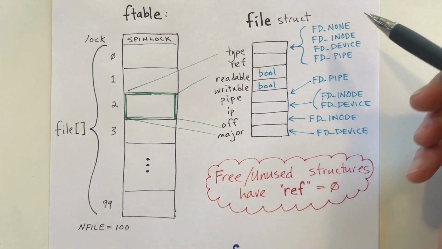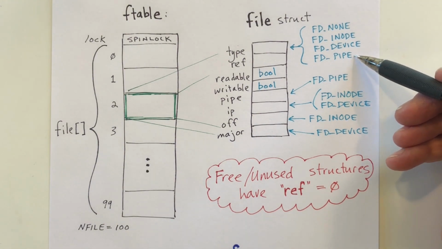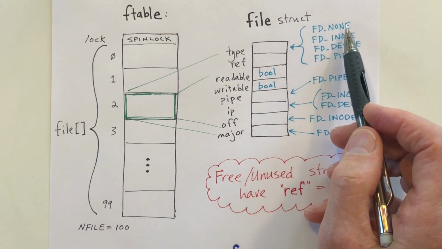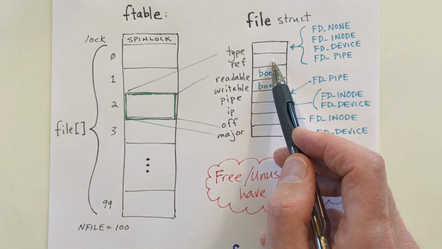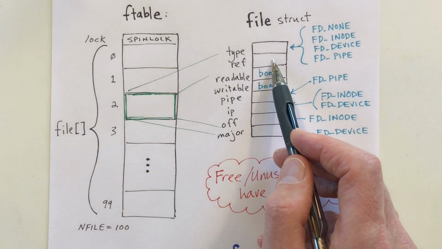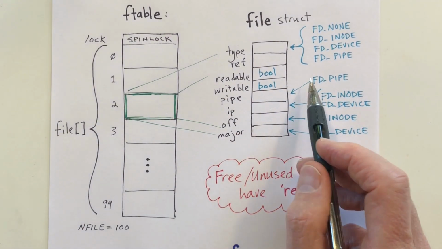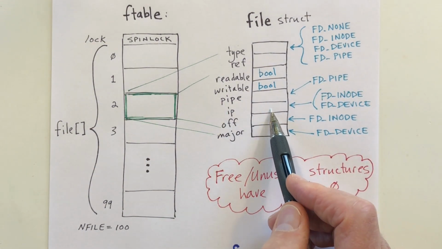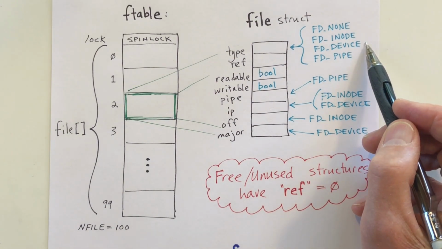The type field can either be FD_NONE, FD_INODE, FD_DEVICE, or FD_PIPE. If the structure is unused, then its type field will be NONE, but really the reference count is what determines whether the structure is unused or whether it's in use. The pipe field will contain a pointer to a pipe structure if and only if the type is FD_PIPE. The IP pointer will contain a pointer to an inode, and that will be used if and only if the type is either FD_INODE or FD_DEVICE.